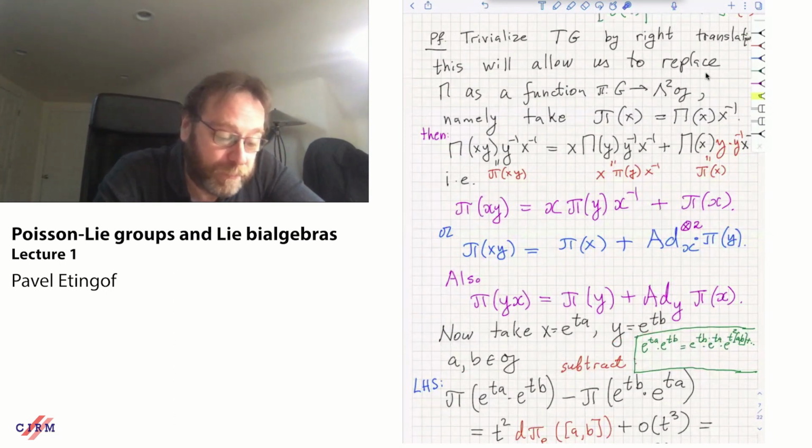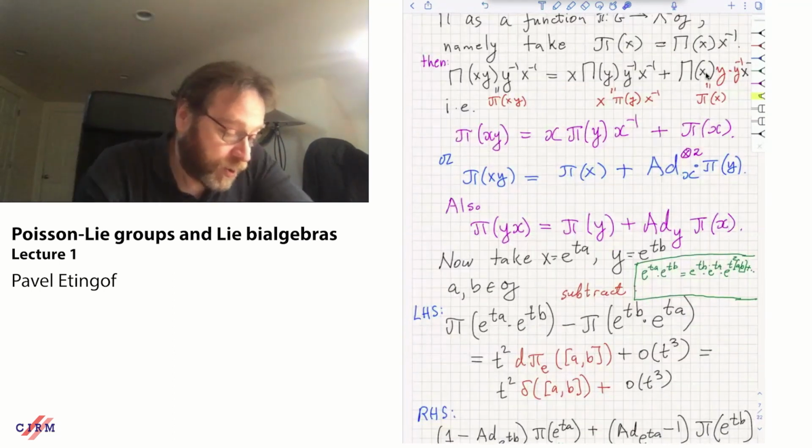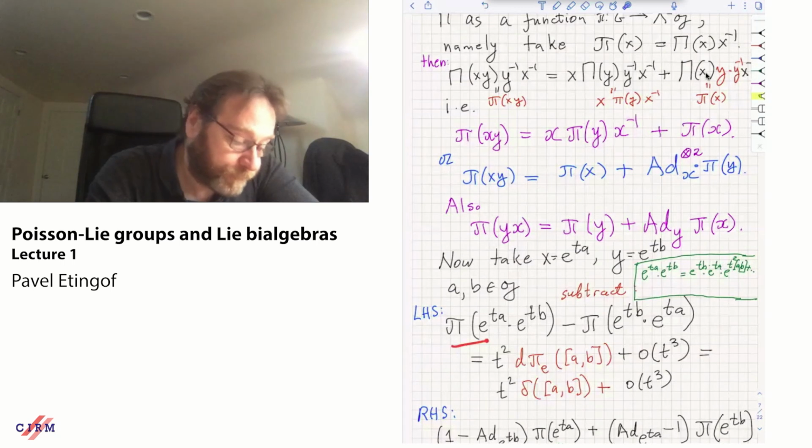Because we know from the Campbell-Hausdorff formula, the beginning part of it, that e to the ta times e to the tb is equal to e to the tb times e to the ta times e to the t squared times commutator ab plus higher order terms. So let's compute this difference.